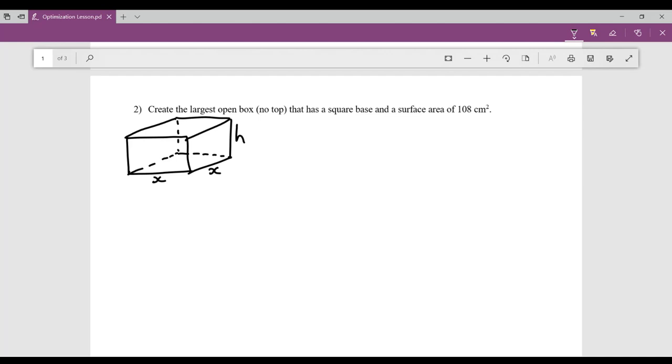A box has a square base and a surface area. We want the largest, i.e. biggest volume. So what's the volume of a box? It's going to be x times x times h, so x squared h. That's what we want to maximize. We want to maximize the volume.